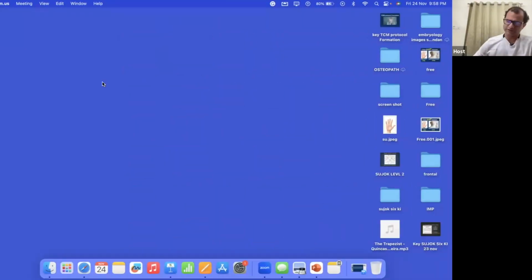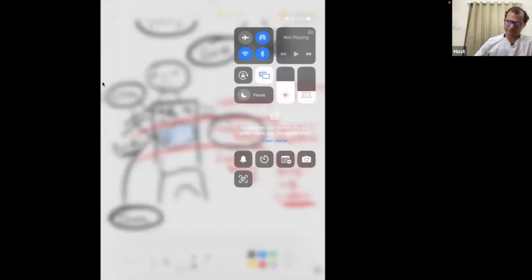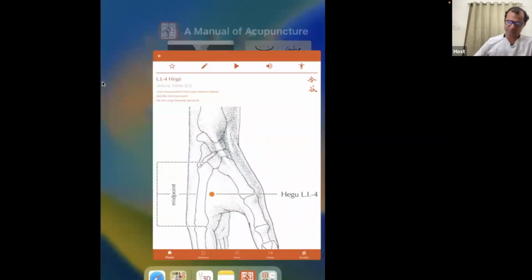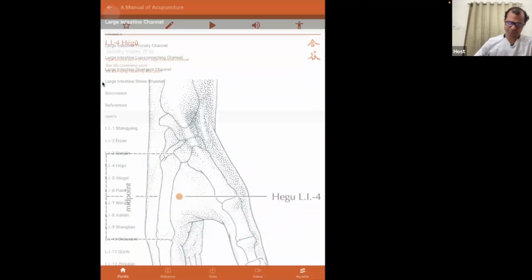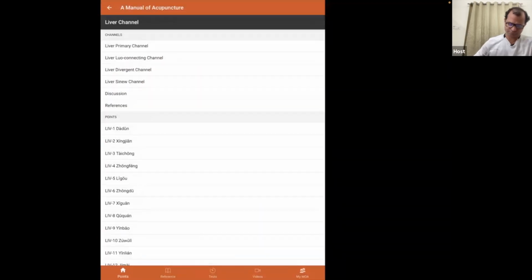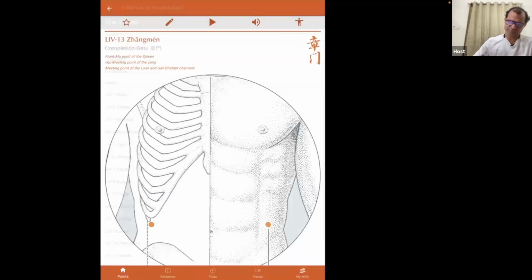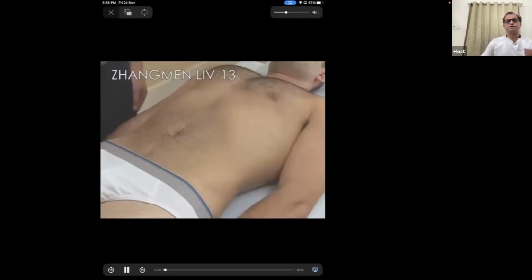That is found at the tip of the 11th rib. I will show you in this image, and how to stimulate it very smoothly, very properly, very gently. I will explain that as well. So in this image, you can see here.